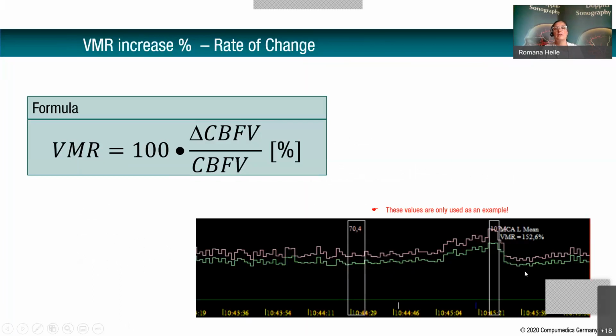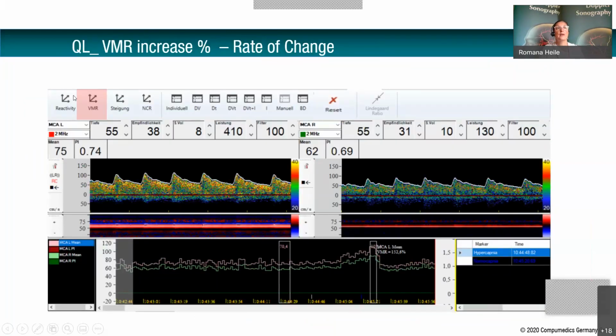And then looking at the trend, we are selecting with the rectangle a couple of cycles of normal breathing, and we are also selecting a couple of the steady state from the hypercapnia. And then we are using this button to start the calculation with the formula. The result is simple: an increase in percent.